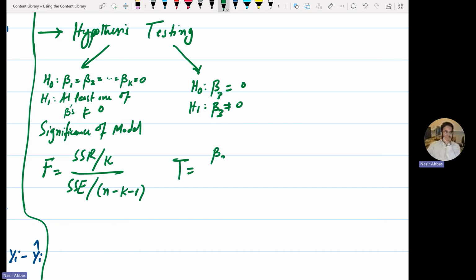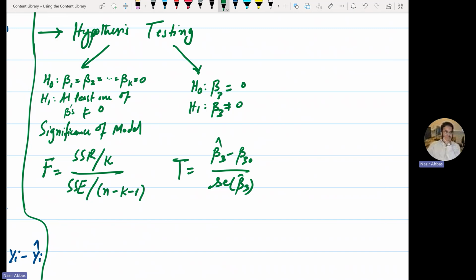This will be beta 3 hat minus beta 3 naught, which is 0, divided by the standard error of beta 3 hat. Again, you don't need to know the expression of this standard error, because our output will be given to you. In that output, this standard error will be given to you. Okay, you just have to plug it into the T structure and go for either rejection region approach or p-value approach, whatever approach. The new thing in this chapter is the third case.